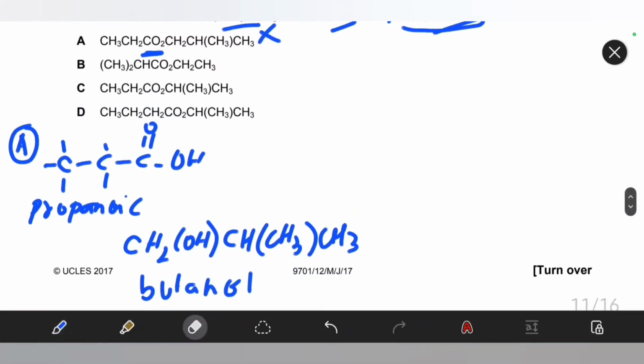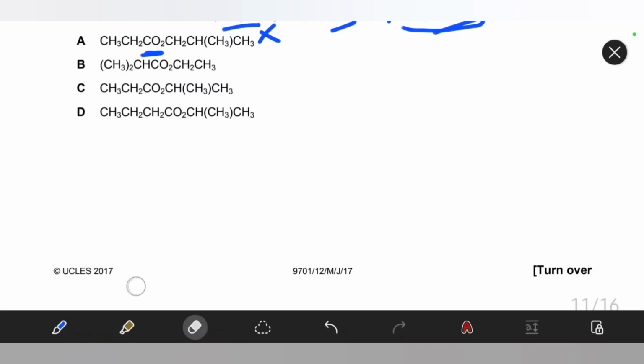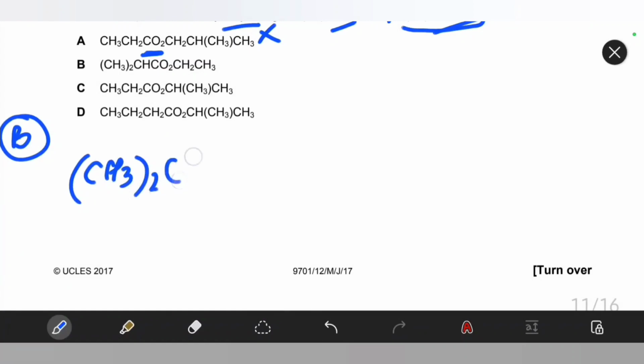Let's look at B. For B, again using the same method, the part before the ester bond gives us the acid. CH3, CH2, CH2, C. Which acid is this? 1, 2, 3. This is propanoic acid. Let's draw it to have a more clearer idea.